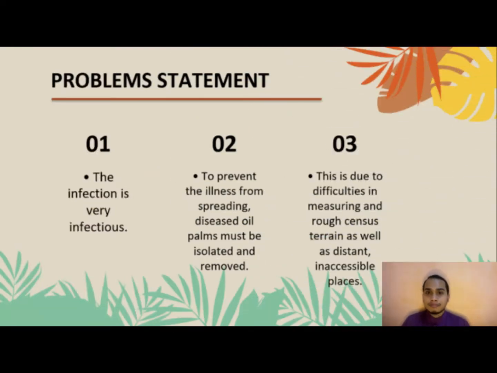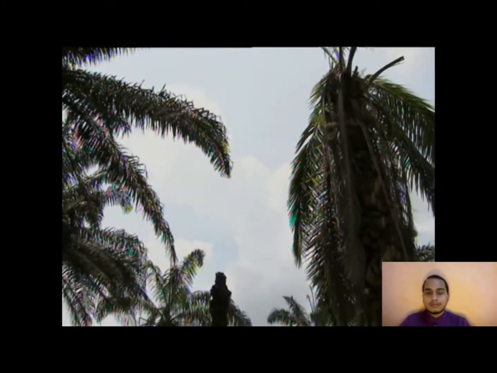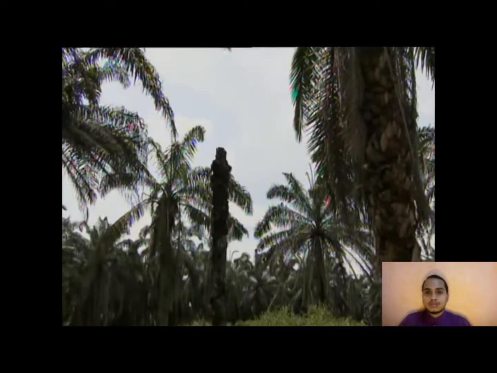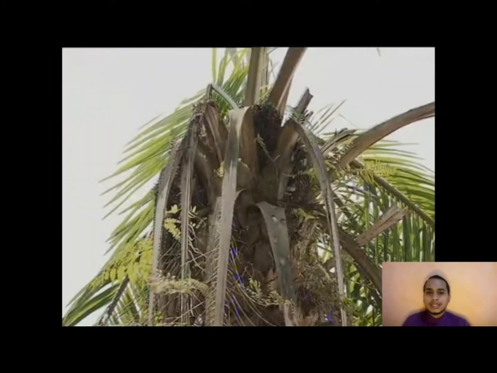The problem statement of this infection is that it is very infectious. To prevent the illness from spreading, diseased oil palms must be isolated and removed. This is difficult and resource-straining as the sites are distant and hard to access. Furthermore, plantation management must consider the changing character of an estate as it progresses from initial land clearance through production to replanting, conservation, and maintenance.